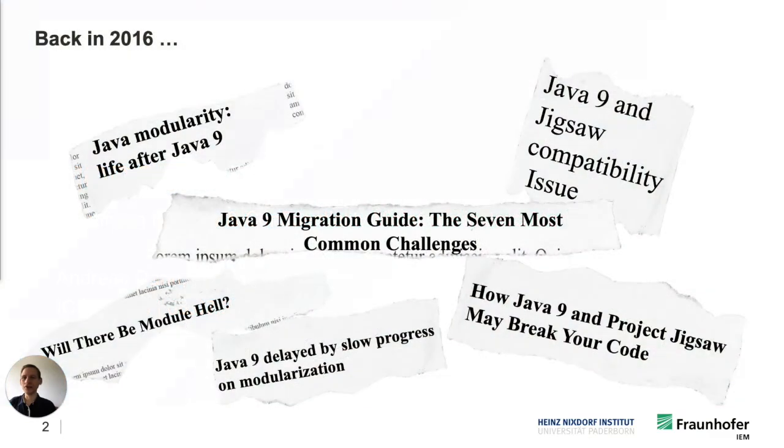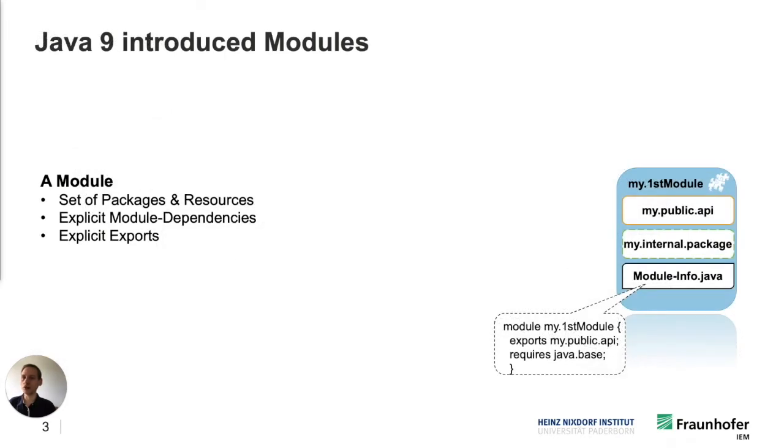Back in 2016, there was quite some rumor in the Java community concerning the release of Java 9. People were afraid it breaks their code. The reason for this was that Java 9 introduced modules.